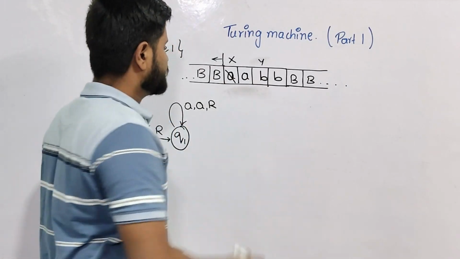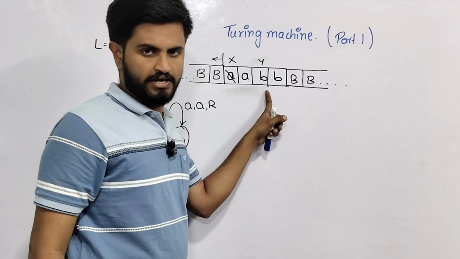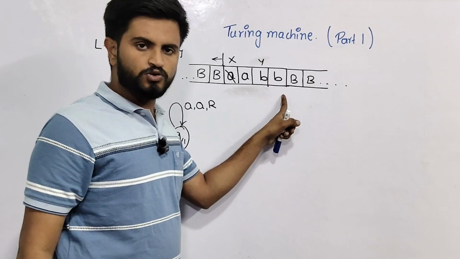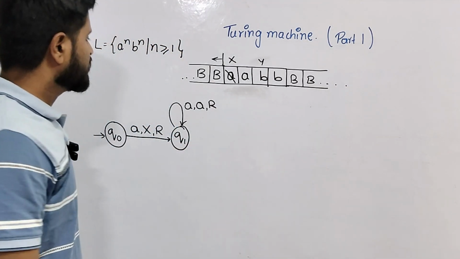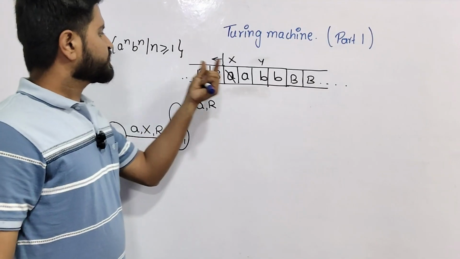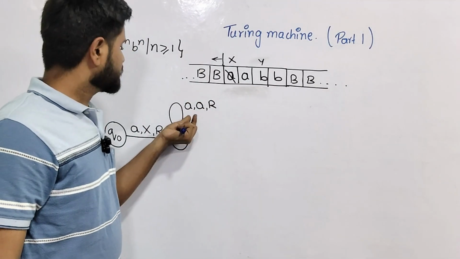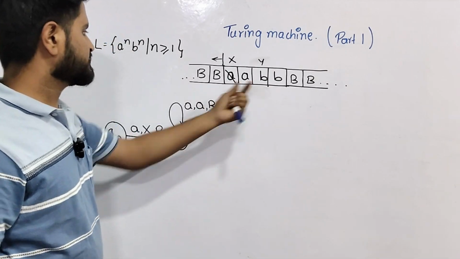Alternatively it will work like this. If it renames A for the first time, then it will move to B and rename it. Again it will come to A, rename it as X, move to B, and rename it as Y. Like that the process will continue. So what I did, until B appears, it will self loop at this state itself. When A appears, it will rename it as A itself and move towards the right.